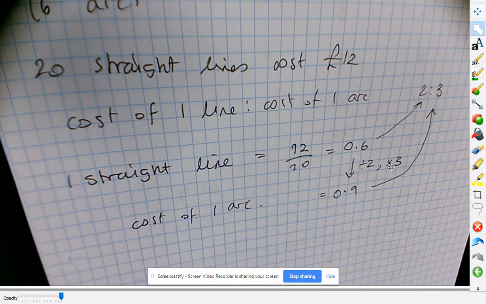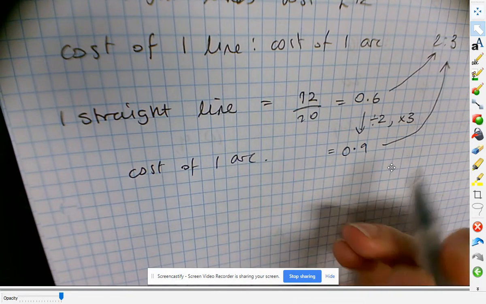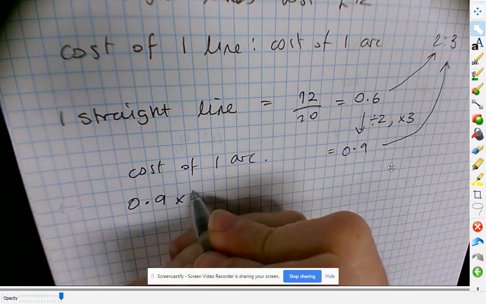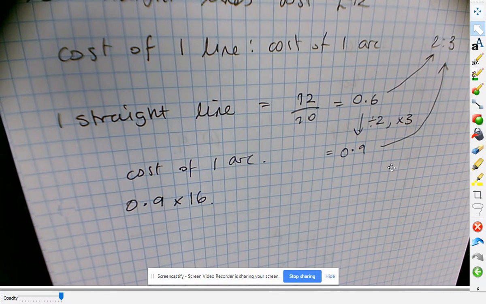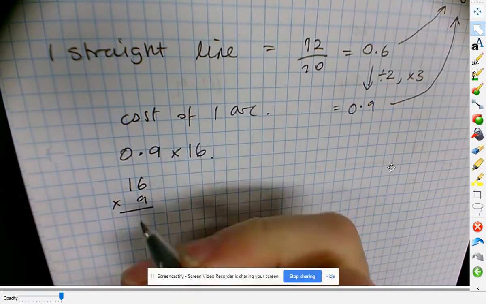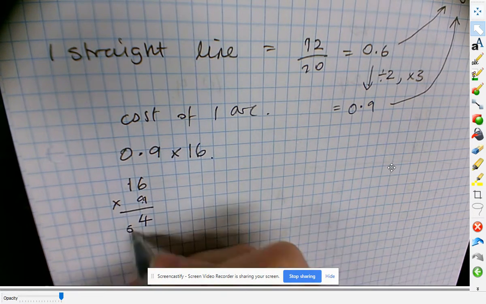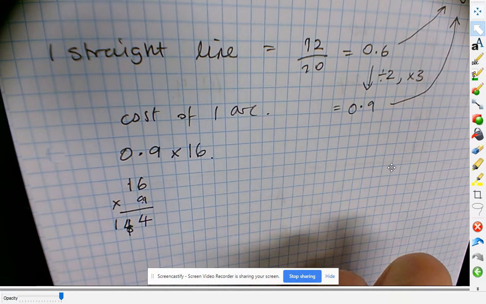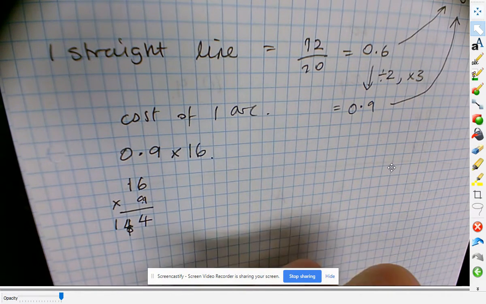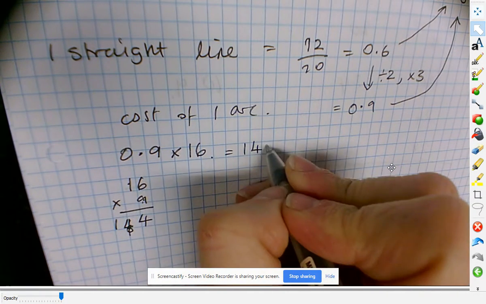And I've got 16 arcs, haven't I? So I now need to multiply this by 16. So probably doing a column multiplication, and I'm going to do 16 times 9 and then put my decimal in the right place. So 9 times 6 is 54. 9 times 1 is 9, add the 5 is 14. So I've got 144, but I ignored one decimal place. So that's £14.40.